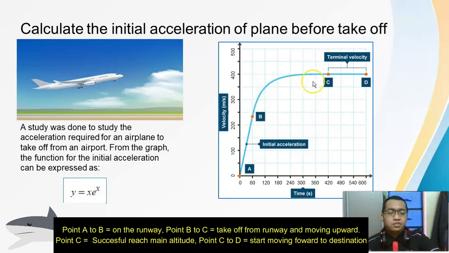At point B to point C, the plane starts moving upward, where the tires of the plane no longer touch the ground, and at point C the plane is at mid altitude, so that the plane can start moving forward. C to D is the terminal velocity, where the plane is at a static altitude. Then the plane can keep moving forward until it reaches the destination.